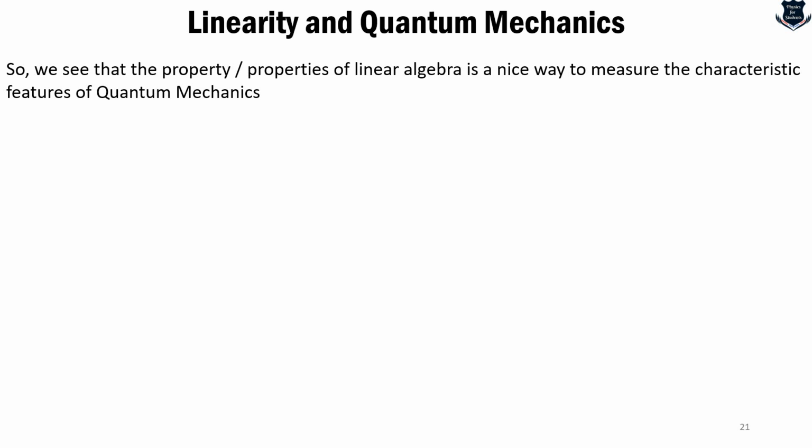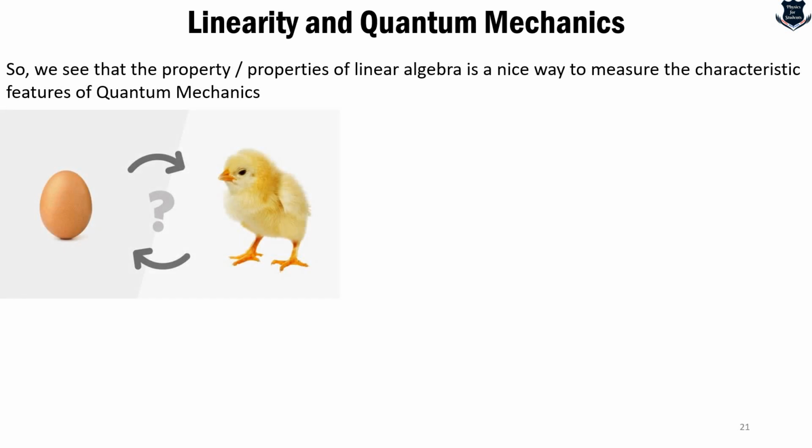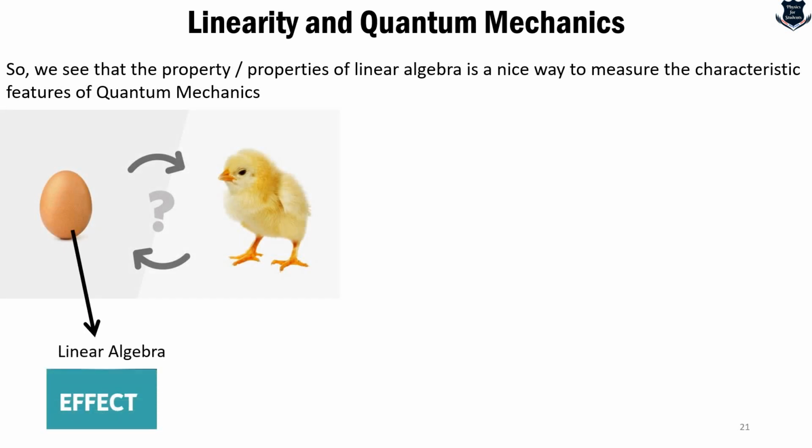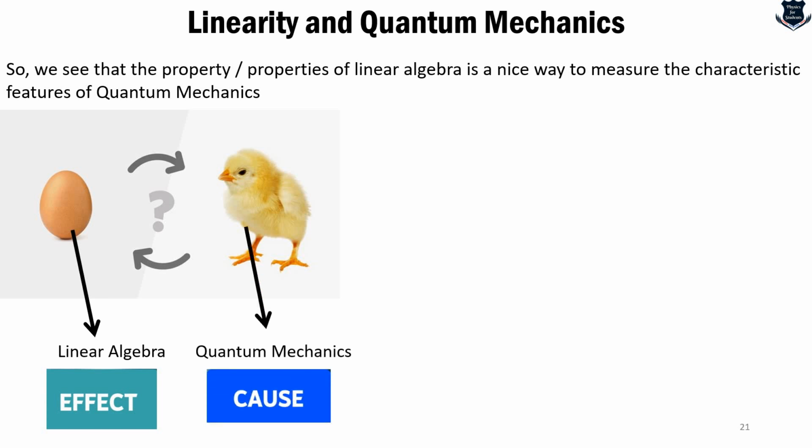So here you see that the properties of linear algebra are a nice way to measure the characteristics. And this brings us to this funny picture, the chicken or the egg scenario. If I consider linear algebra to be the effect, is quantum mechanics the cause? Or if quantum mechanics is the cause, is linear algebra kind of an effect? Which one is earlier? Please do let me know in the comment section of Physics for Students if you can answer which one would be the cause and which one would be the effect.